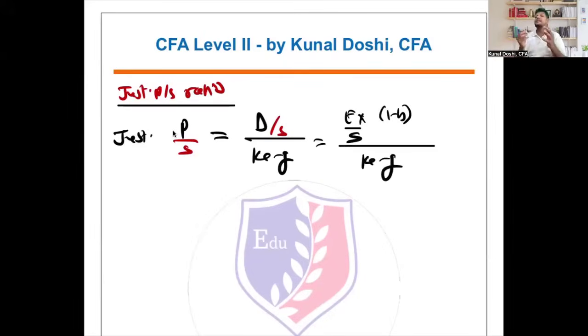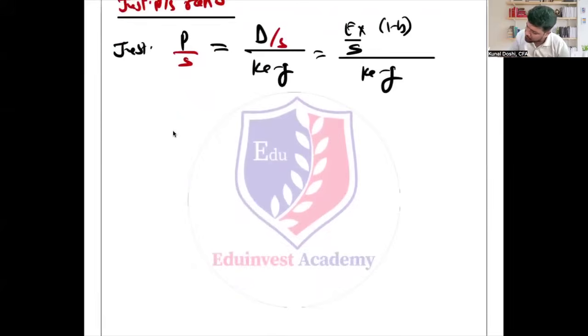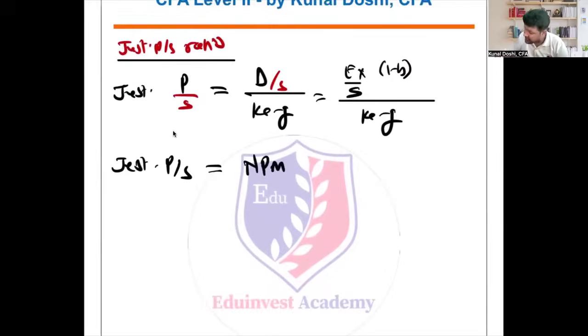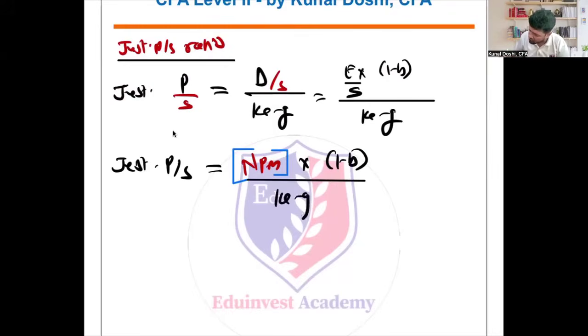And I know earnings divided by sales is nothing but my net profit margin. Clear? So now if I calculate my justified price to sales ratio, my formula translates into earnings over sales. That is my net profit margin. That's the only difference between this and the P/E ratio. So net profit margin into the payout ratio over cost of equity minus growth.